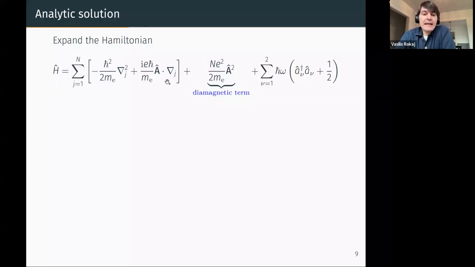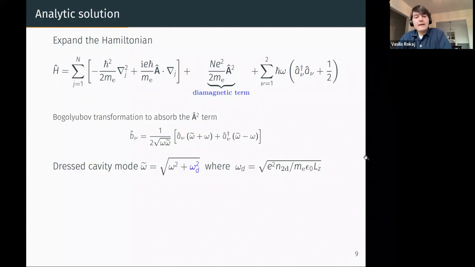And you also have this bilinear coupling between the photon field and the momenta, and of course, the kinetic energy of the particles. The first step is to diagonalize or absorb the A squared term by performing a Bogoliubov transformation in which the cavity mode gets dressed by this diamagnetic frequency, which comes really from the A squared term. And this diamagnetic frequency is essentially the electron density in the cavity, because this is the 2D density, and this is the distance between the cavity mirrors.